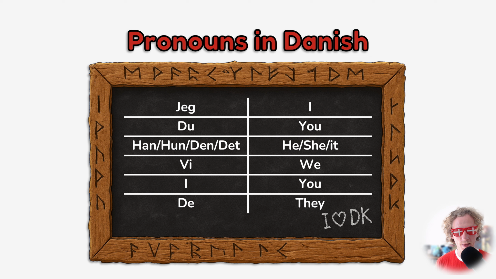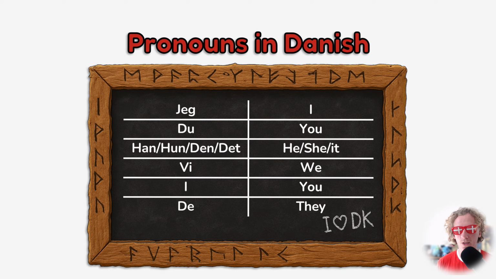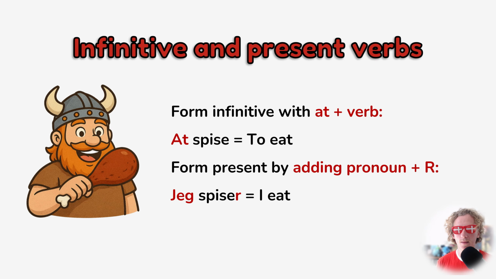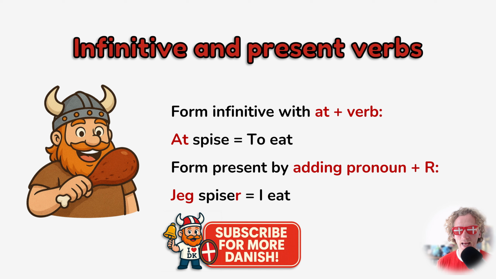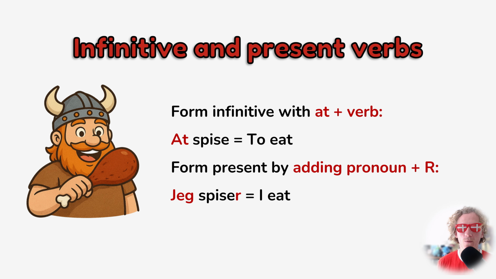Good. With that out of the way, let's take a look at how we then use these in combination with verbs in present tense in Danish. Firstly, to form the infinitive, we need to add at plus the verb. This is similar to English where you add to plus the verb. So here we have to eat. In Danish, it's called at spise. Repeat that one time. At spise.